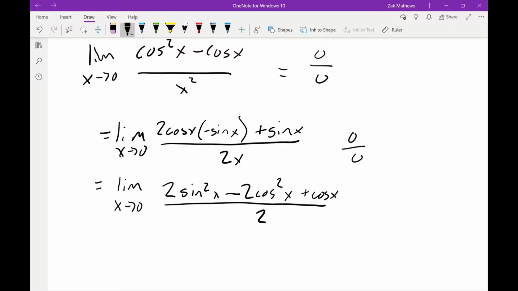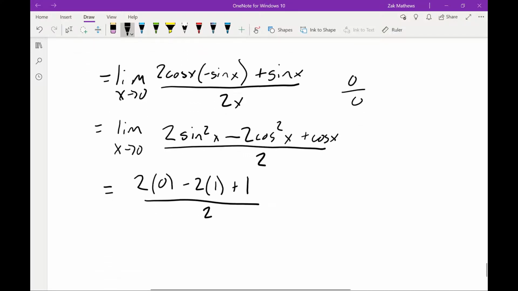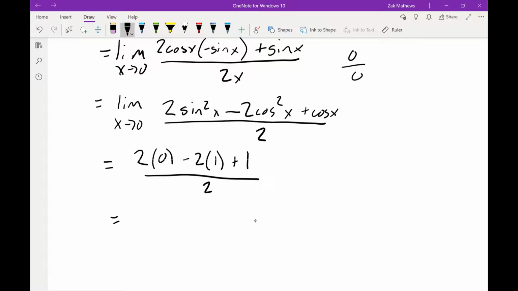At this point, I'm guaranteed not to get 0 over 0 because I do see I have something other than 0 in the denominator. So I'm going to plug in my 0. Sine of 0 is 0. Cosine of 0 is 1. And then cosine of 0 again is 1, over 2. And so we get 0 minus 2 plus 1, that's a negative 1 over 2, or a negative 1/2. So this one we did apply L'Hopital's rule twice, and we ended up at a limit value. So we can apply L'Hopital's rule as many times as we need to.